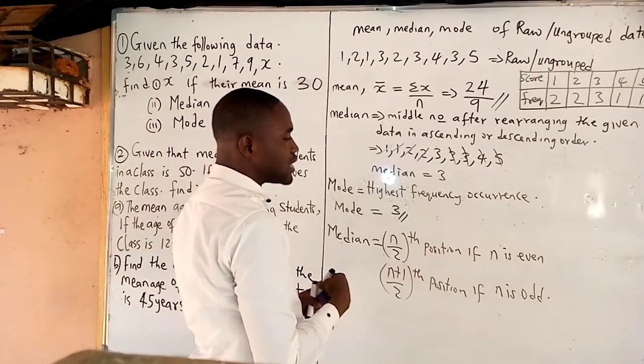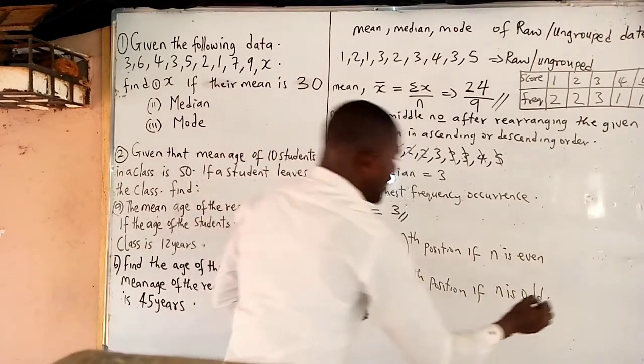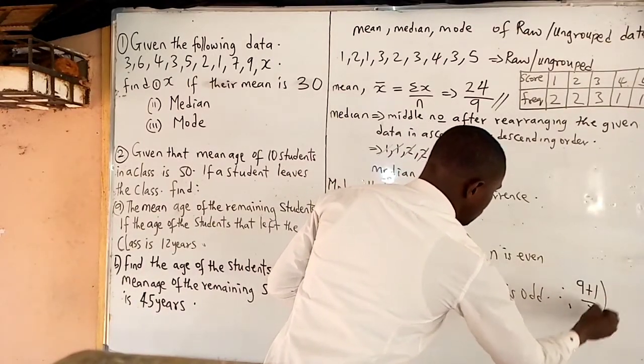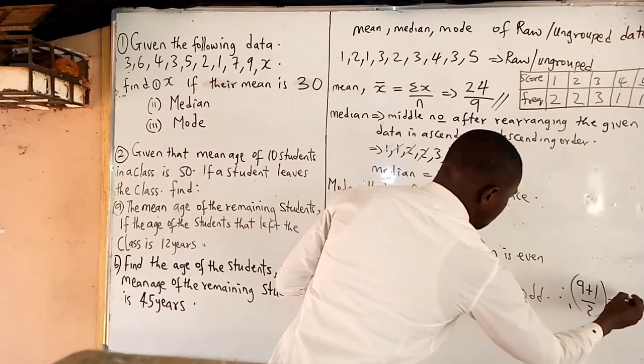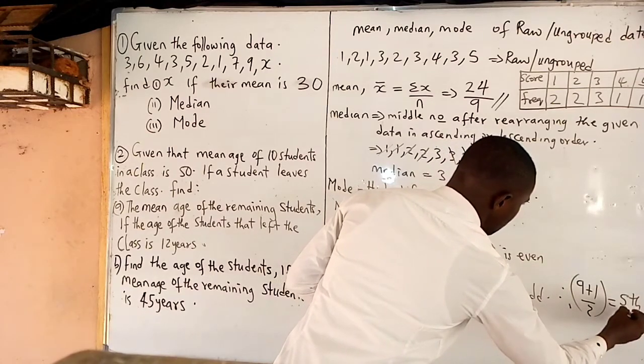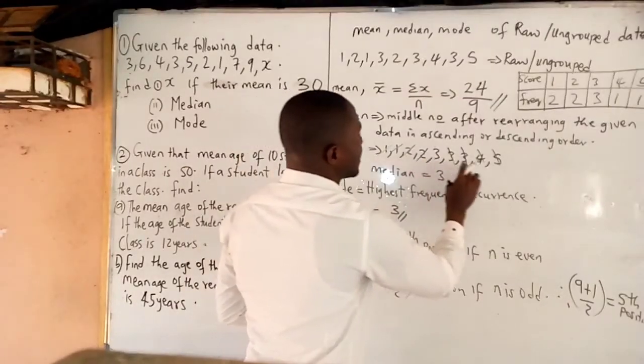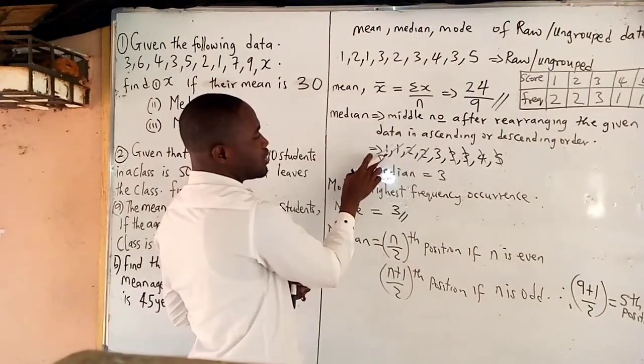So 9, is it even or odd? It's odd. Therefore, add 1 to 9. 9 plus 1 all over 2. That will be 10 over 2, 5th position. So after rearranging in ascending order, I'll count the first 5.